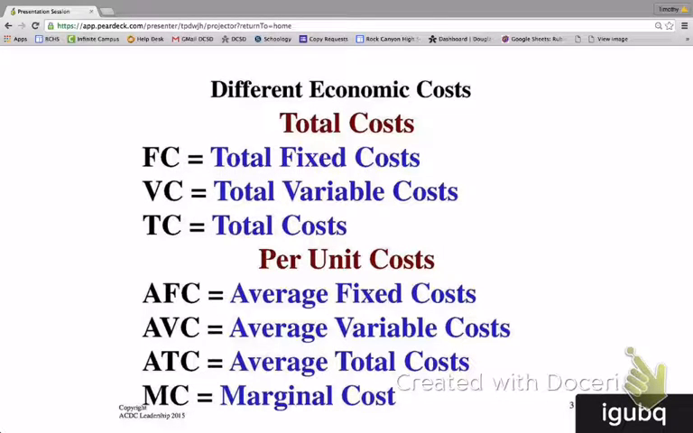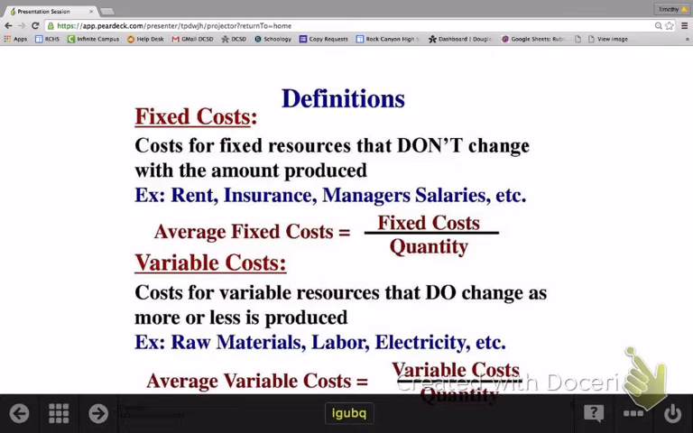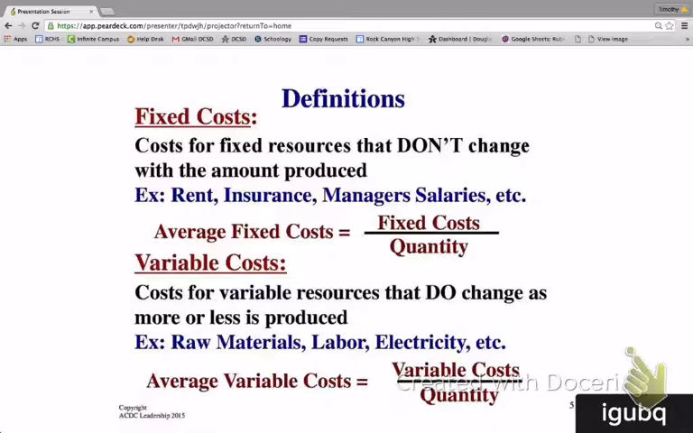And then we're going to look at per unit costs. Per unit costs are costs for one unit of a good or service, rather than the total cost for producing all of the goods and services. And these can be divided up into average fixed costs, average variable costs, average total costs, and marginal cost. So let's begin with some definitions before we break these down and determine how the firms determine their costs.